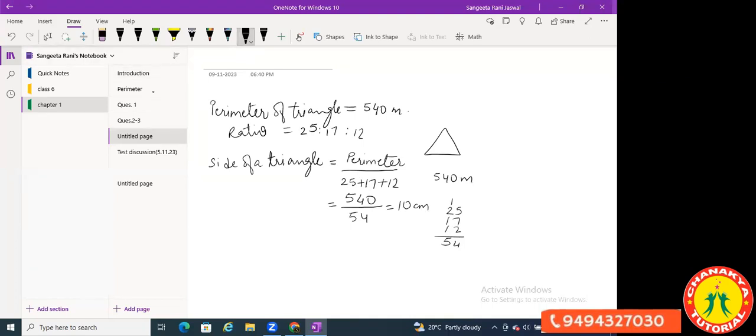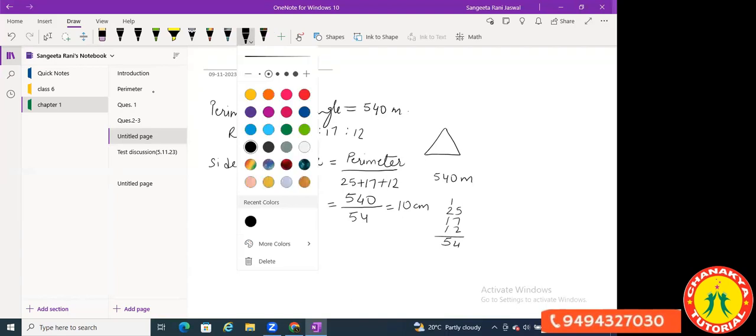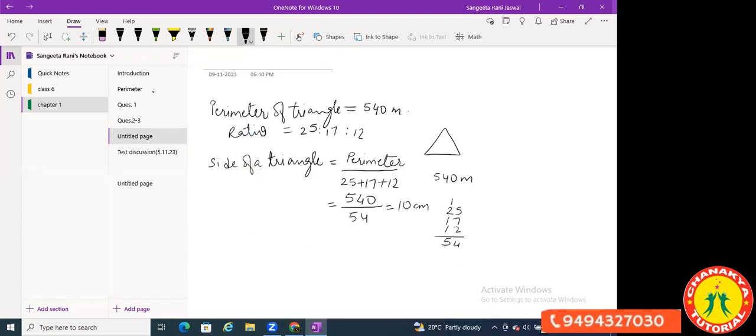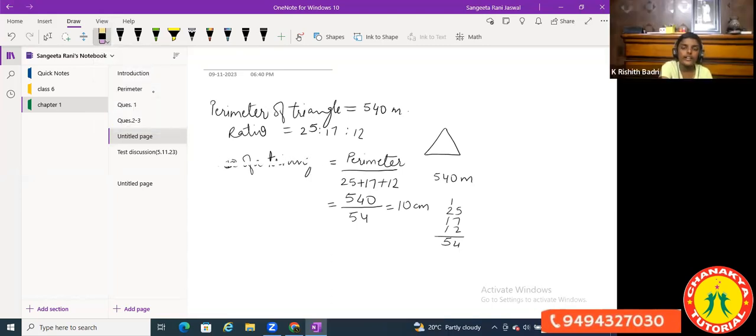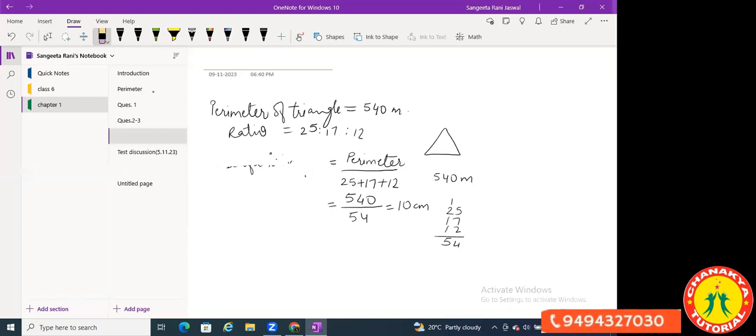This is actually not side of a square. Don't write it as side of a square. Ma'am, but they asked to write the side of a square. Now I'll show you what this is. So when we do this, perimeter upon the sum of the ratios, we got 10. Now each side of the triangle, not square, side of triangle.